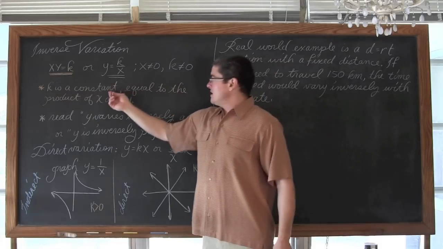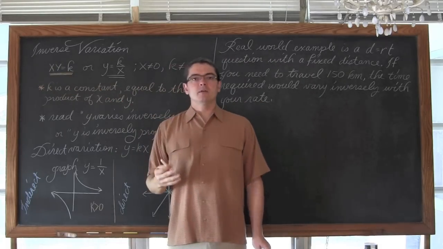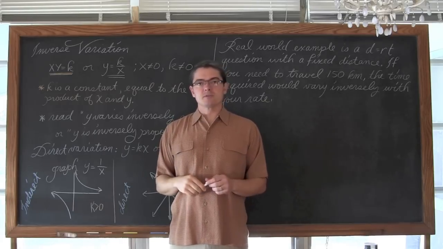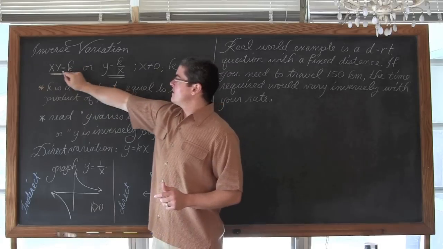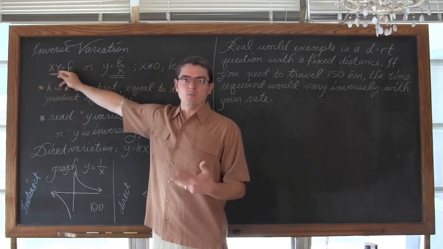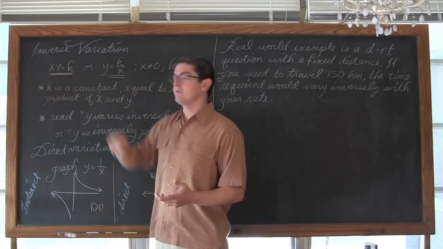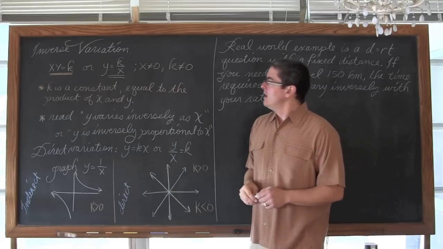K is our constant, and it is equal to the product of the two variables in the problem. x times y is equal to k. So this is a good formula for describing how you find what k is equal to. It's the product of x and y. Some word problems would probably be better set up that way.